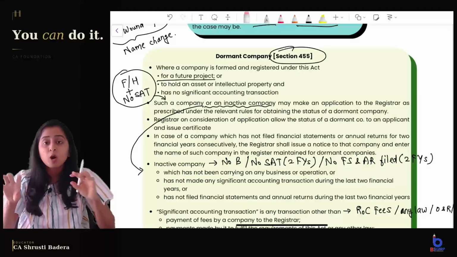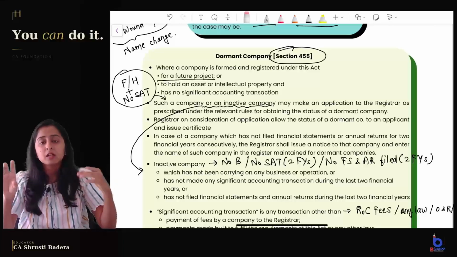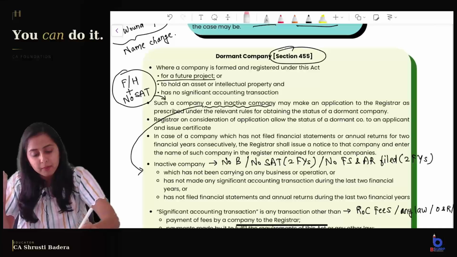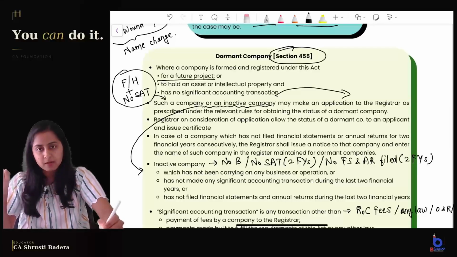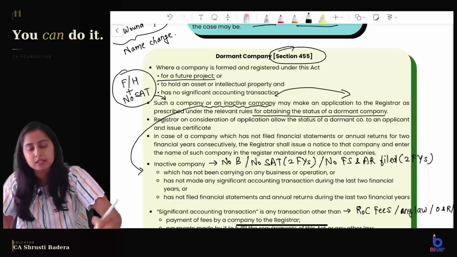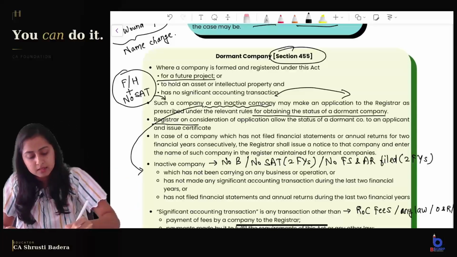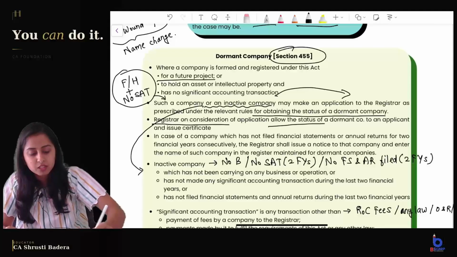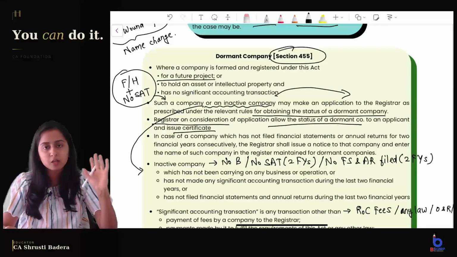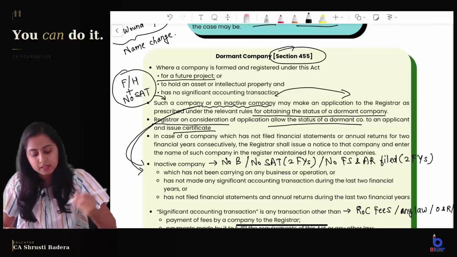okay, this type of company, or an inactive company, what that means we will see ahead. This type of company which we discussed, or an inactive company, may make an application to the registrar, okay, by following the rules for obtaining the status of a dormant company. If the registrar considers the application, he will allow the status of a dormant company and issue the certificate of being a dormant company. Okay. In case, now what is an inactive company?